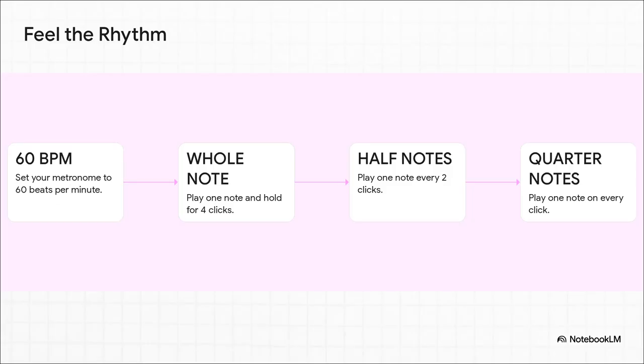And you can actually feel this for yourself. There's this great little exercise from Piano Tone. Imagine setting a metronome to 60 BPM. Just a steady click, click, click. Now, if you hold a whole note, it'll last for 4 of those clicks. Then, in that same amount of time, you could play 2 half notes, 1 every 2 clicks, or 4 quarter notes, 1 on every single click. You see, they all fit perfectly within that same framework, just subdivided differently.